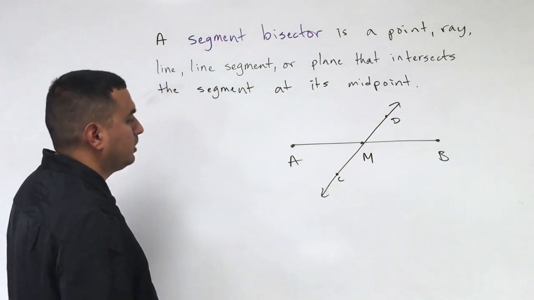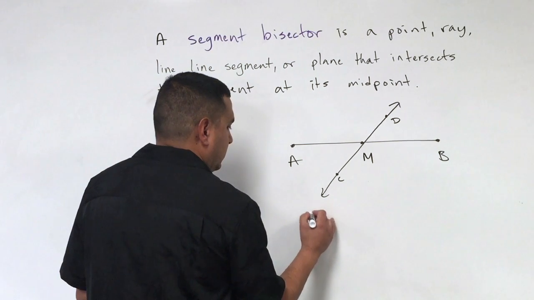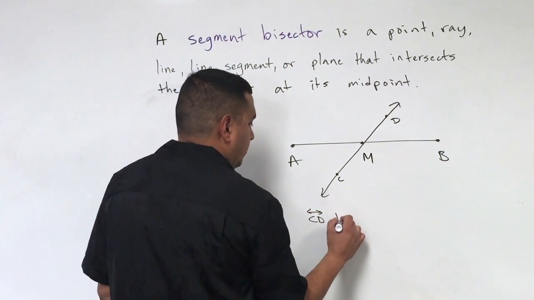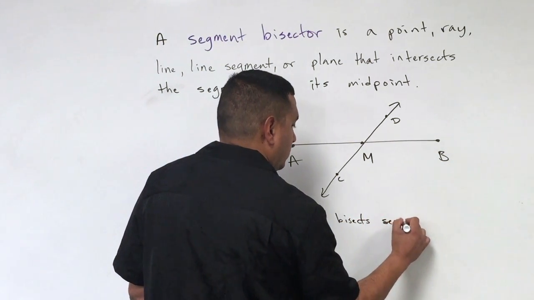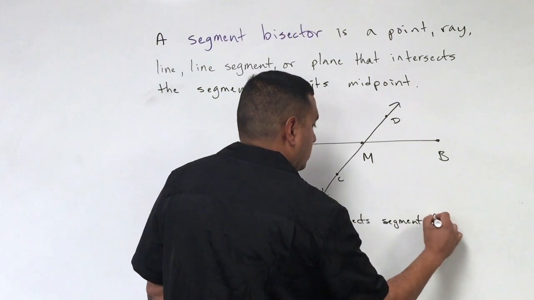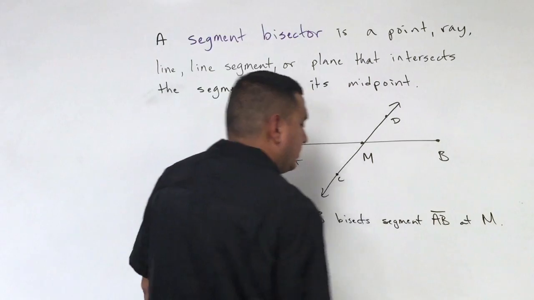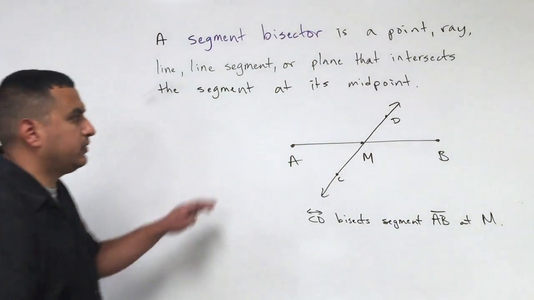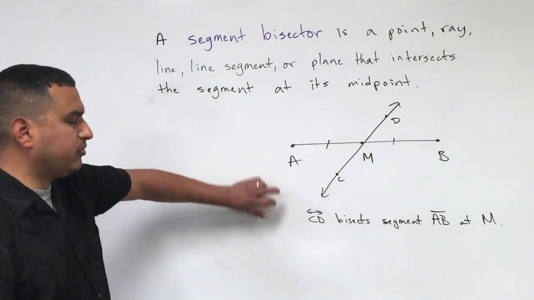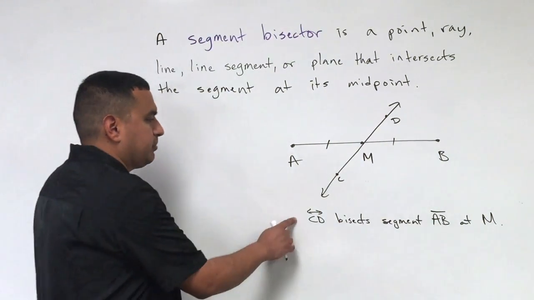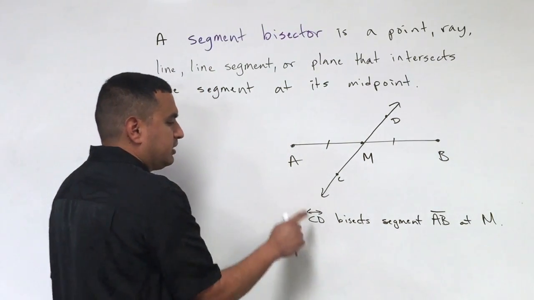We would say that line CD bisects segment AB at point M. So I could give you this drawing, or I could give you this statement, and they mean the same thing. You have to be able to go from one to the other. If I give you the statement, you need to be able to draw this drawing. If I give you the drawing, you need to interpret that to mean this.